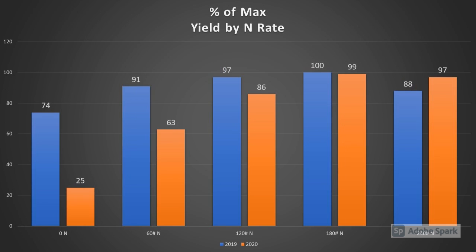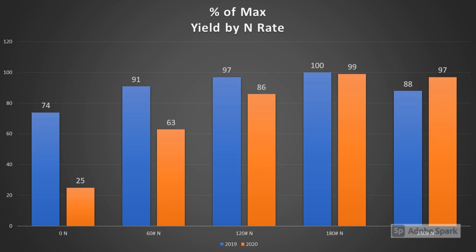This is another way that I've enjoyed looking at the data the last couple years, which was basically to look at what percent of the maximum yield I achieve at the given nitrogen rates. So if you look at the 2019 data with no nitrogen, we achieved 74% of maximum yield, and at only 60 pounds of N, we achieved 91% of maximum yield.